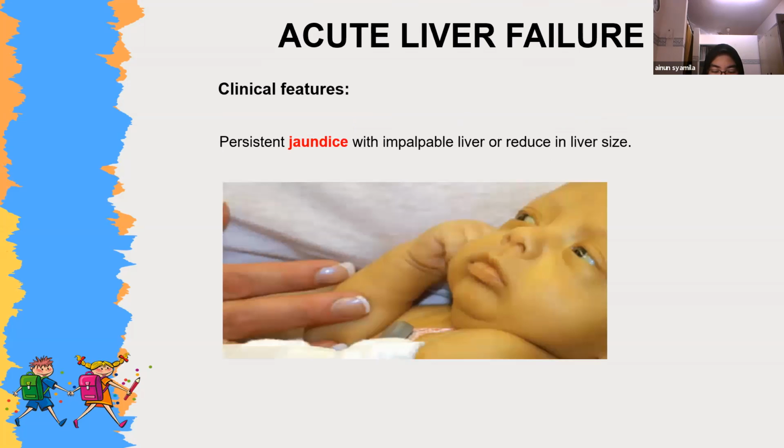Okay, so moving on to the clinical features of acute liver failure. The child may present with persistent or prolonged jaundice, which occurs for more than 14 days, together with an impalpable liver or reduced liver size.